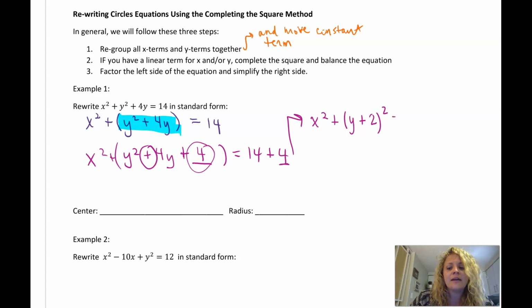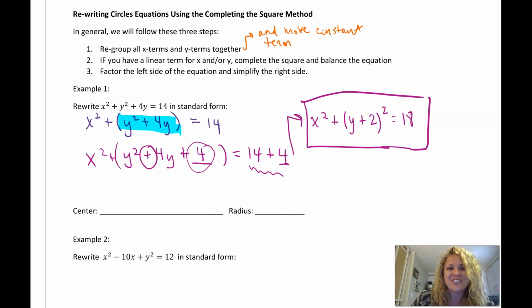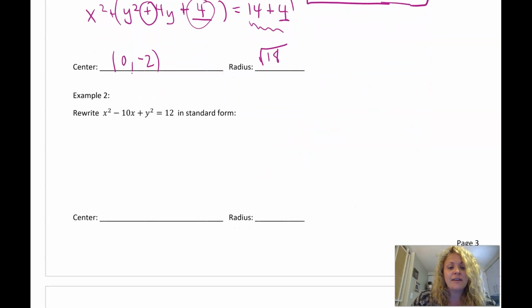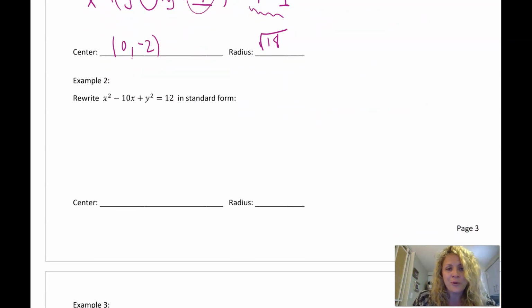And then on the right side, we're just going to combine our like terms, 14 plus 4. And that is 18. All right, so this is the equation of our circle. So the center is at 0, negative 2, and the radius is the square root of 18, which is like 4 point something. I'm just going to write it as the square root of 18. All right, let's try another example, and then we're going to just try 2 more.